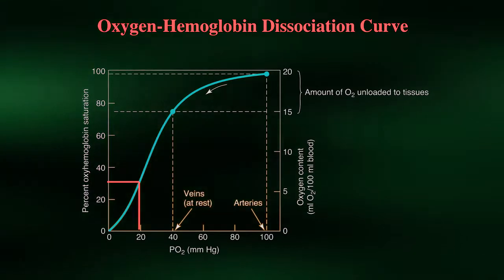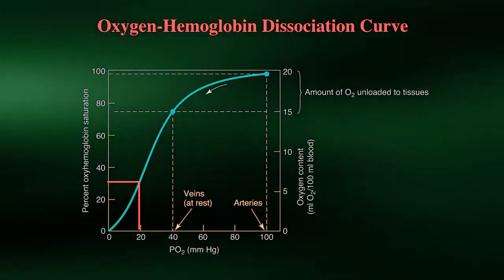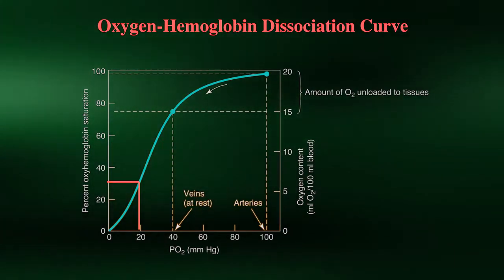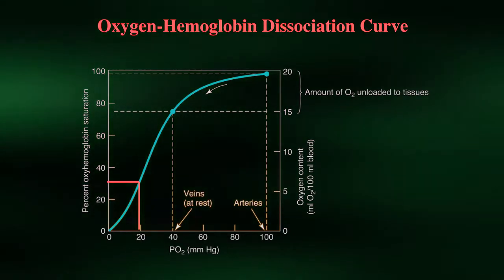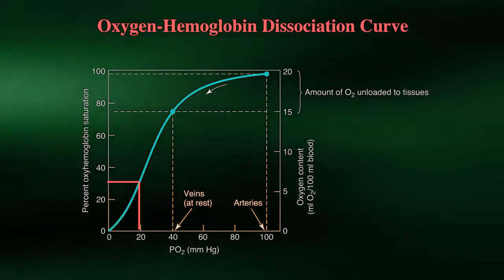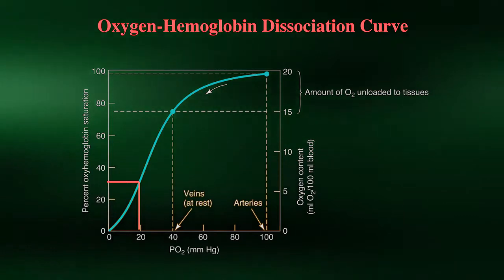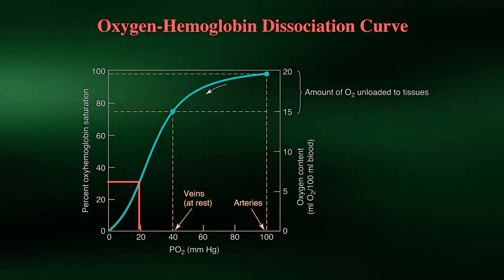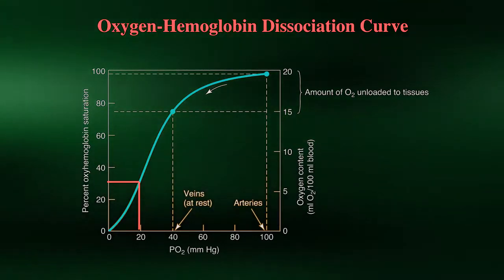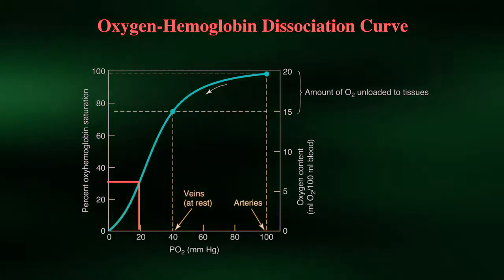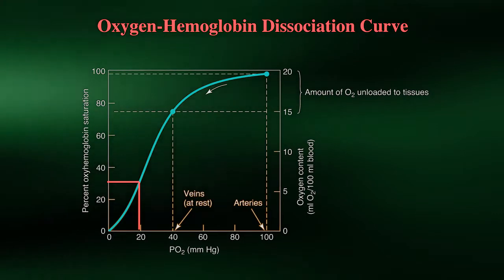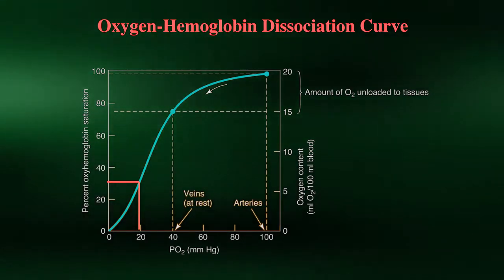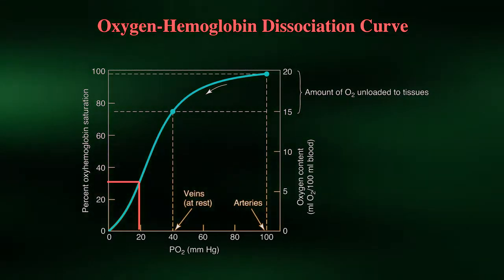During exercise, a decrease in pH, or metabolic acidosis, plus an increase in body temperature will facilitate the unloading of oxygen off hemoglobin into muscle. Also, during exercise, the partial pressure of oxygen in the working muscles can drop to 20 millimeters of mercury, resulting in an even greater unloading of oxygen from hemoglobin into muscle.